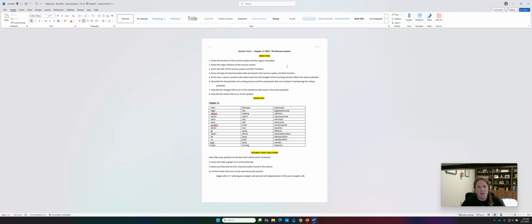We need to understand what an action potential is. We need to understand how the action potential moves along the neuron. We need to understand what happens at the synapse. And so we're going to go a little bit backwards and cover the nervous system first, just the basics of the nervous system. Then we're going to cover the muscles, and then we're going to go back to the nervous system to finish out A&P 1.